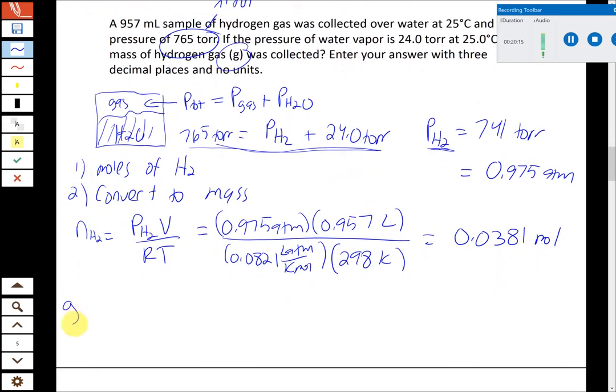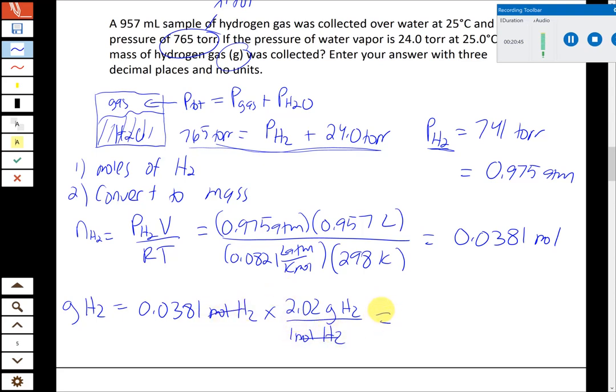And then if we want to find the mass of hydrogen in grams, we're just going to take that number, 0.0381 moles of H2. And it's important again to remember what the standard state of all these gases are. Most nonmetal gases, except for the noble gases, are diatomic. So hydrogen would be H2. And so when we want to find the molar mass of that to convert to grams, we're going to use 2.02 grams per mole because it's 2 hydrogen atoms in one molecule. So the correct molar mass is 2.02.